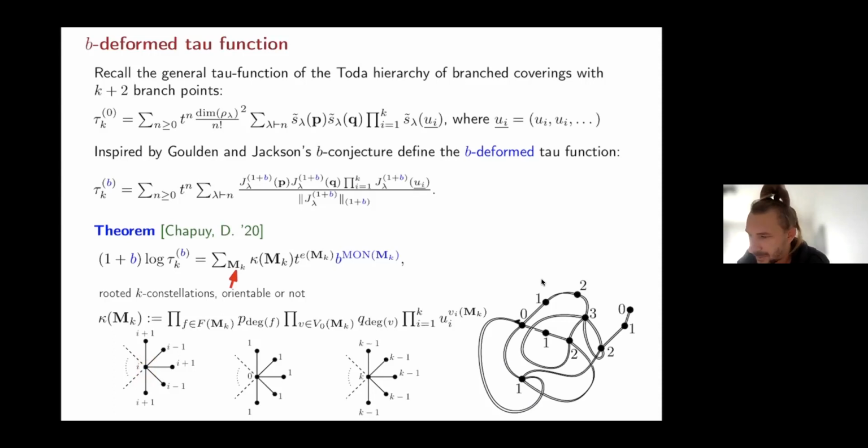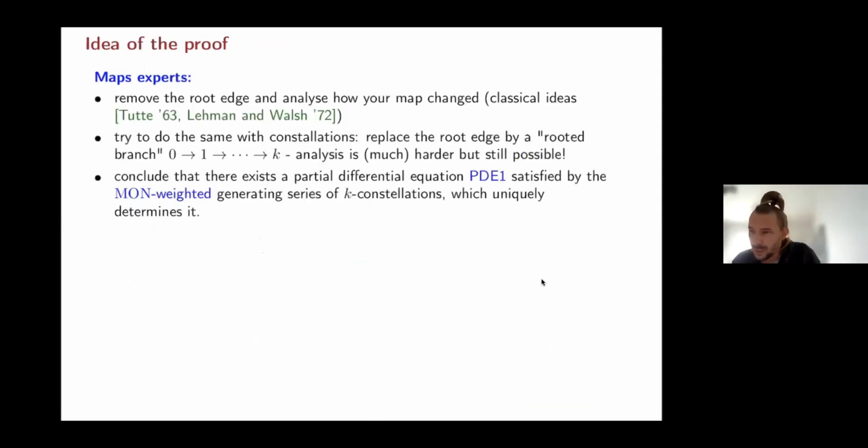And because I also have these extreme labels 0 and k, the vertex 0 has only neighbors 1, and the vertex k has only neighbors k-1. So these are objects that we are counting, and it turned out that there is this mysterious measure of non-orientability such that the logarithm of our tau function is precisely a generating function of these k-constellations with respect to this measure of non-orientability. So let me show you the last slide, which is an idea of the proof.